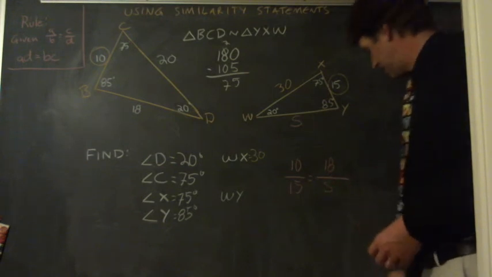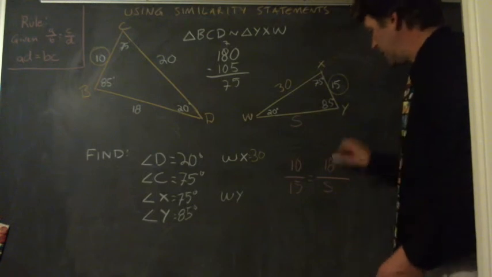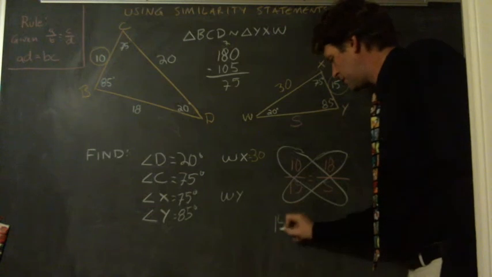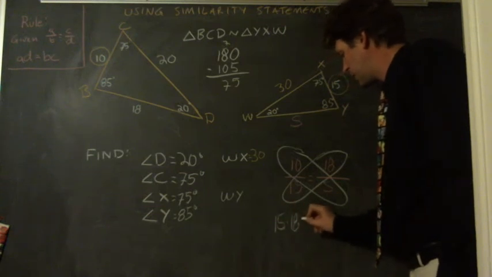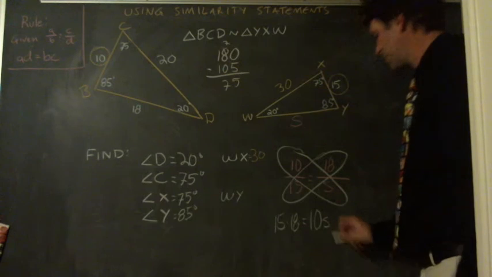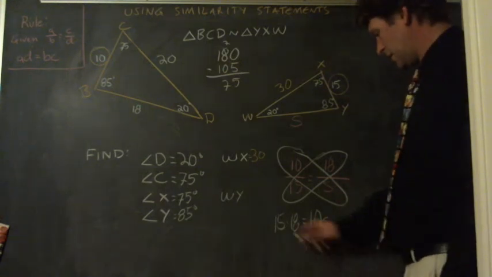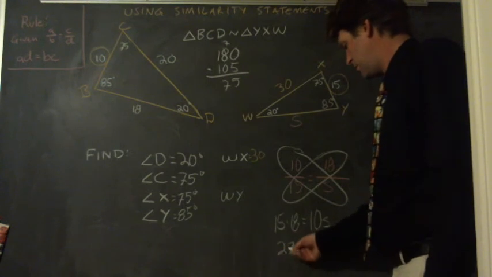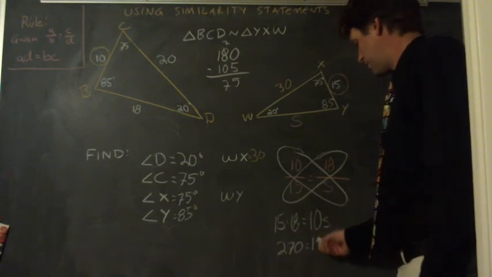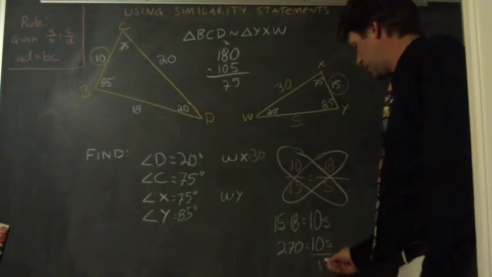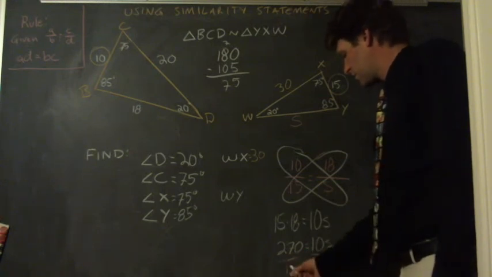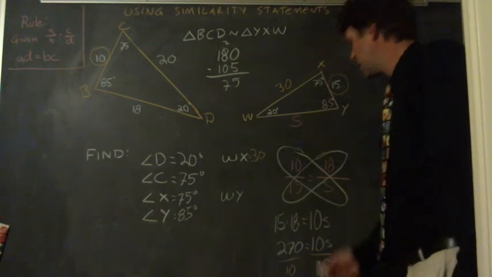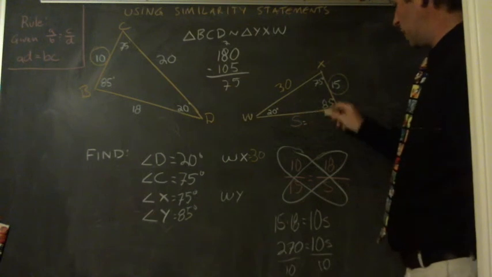We cross multiply to solve for S. 15 times 18 equals 10 times S. 15 times 18 equals 10S. 10 times S is just 10S. 15 times 18 is going to be 270. And then we divide both sides by 10. We discover that 27 is the length of side S, which is the length of side WY.